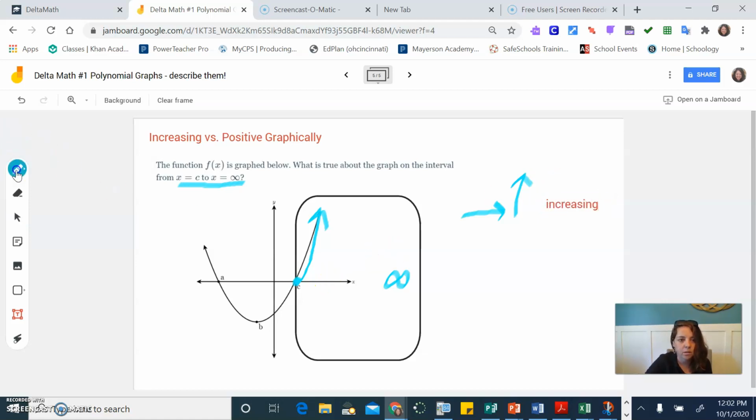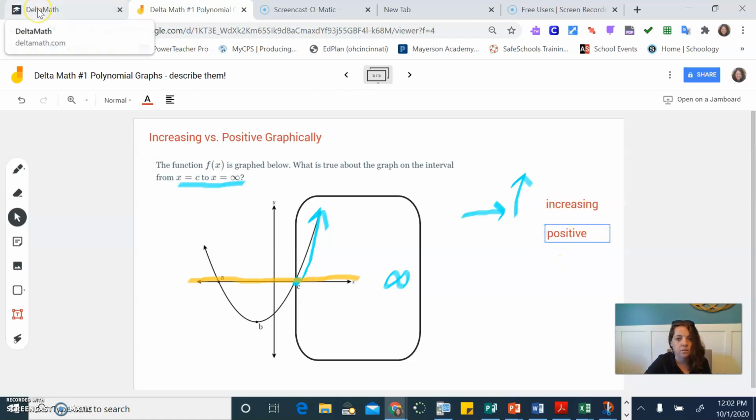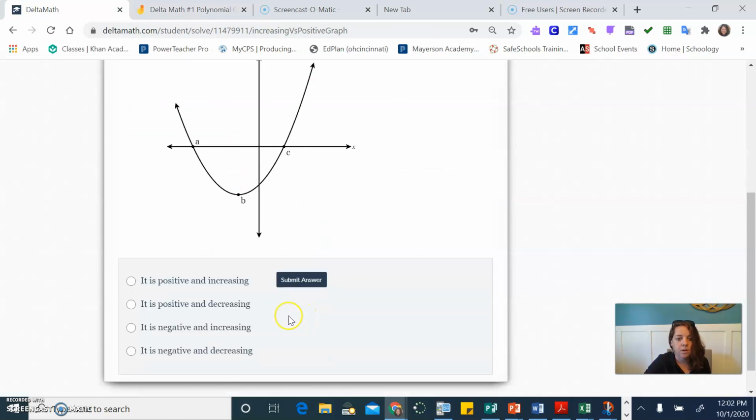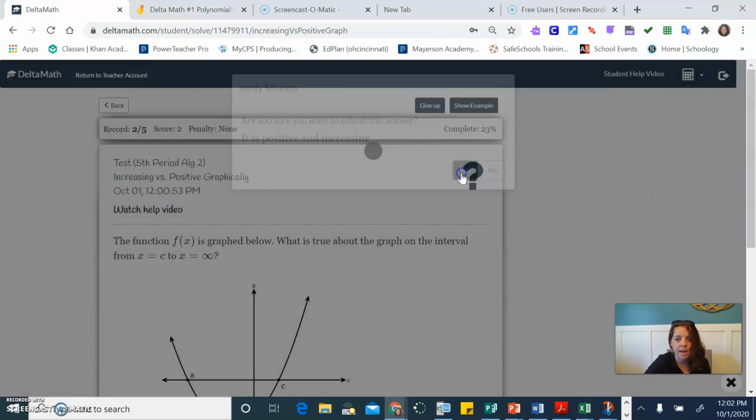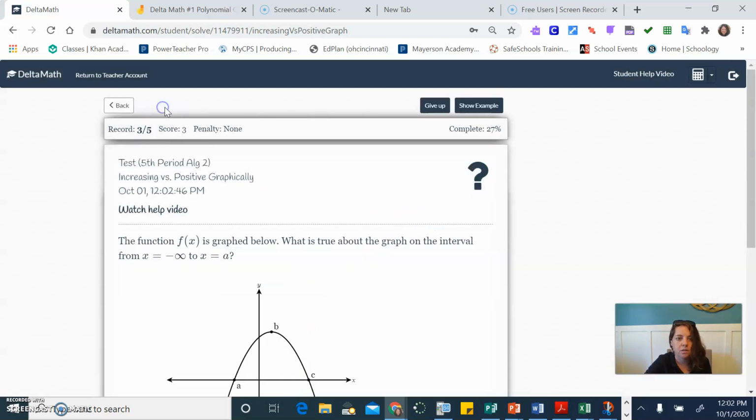Then we figure out, in that part of the graph, is it above or below the x-axis? Well, it's above that x-axis. So since it's above, then we know that that part of the graph is positive. So we're going to be looking for an answer that says positive and increasing. Positive and increasing. Boom. Take that, math. Next.